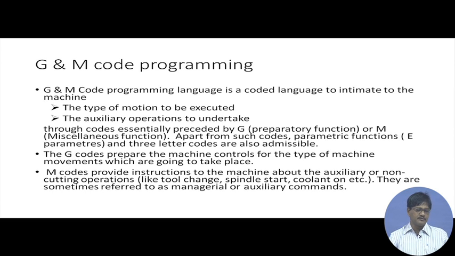So, G codes will be preparing the machine controls for the type of motion, and M codes for non-cutting operations in general. M codes are sometimes also referred to as managerial or auxiliary commands.